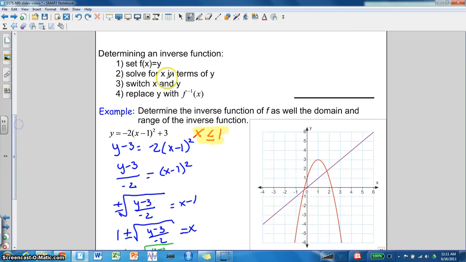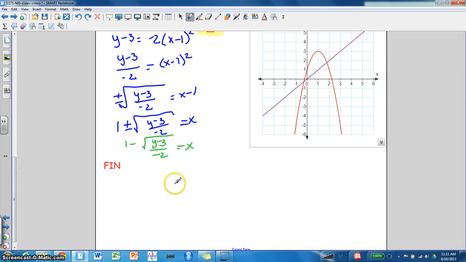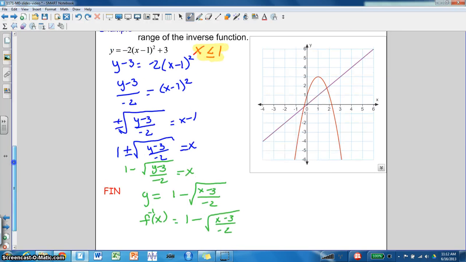Good, and now I need to do my third step, which is to switch x and y. So I'll rewrite this as y is equal to 1 minus the square root of x minus 3 over minus 2. And then lastly I replace y with f inverse of x, so f inverse of x is equal to 1 minus the square root of x minus 3 over minus 2.